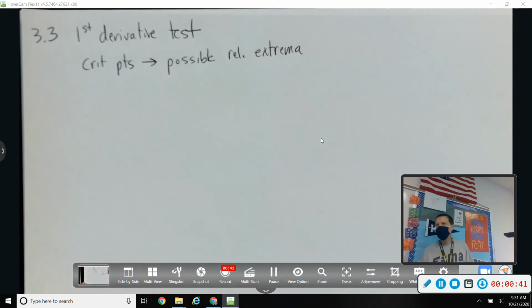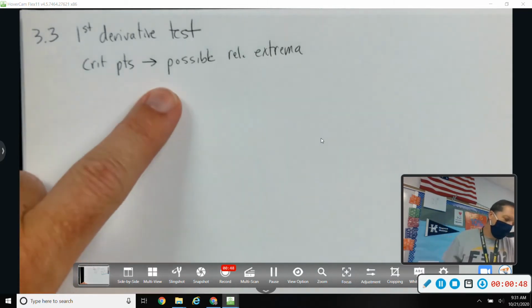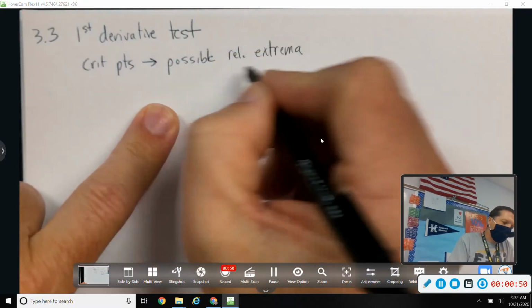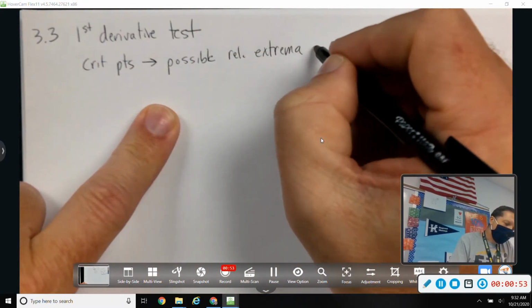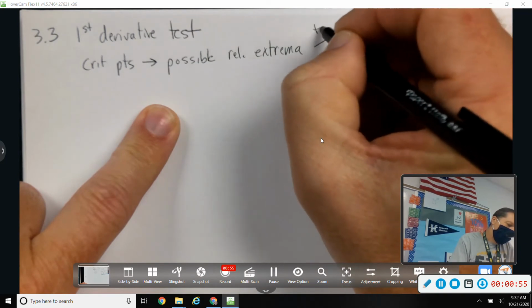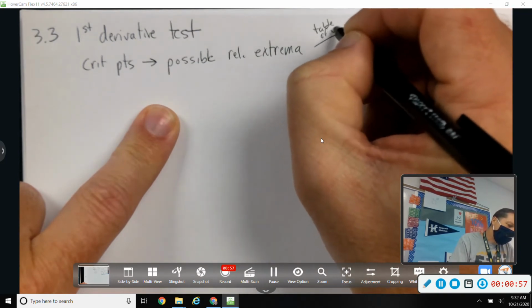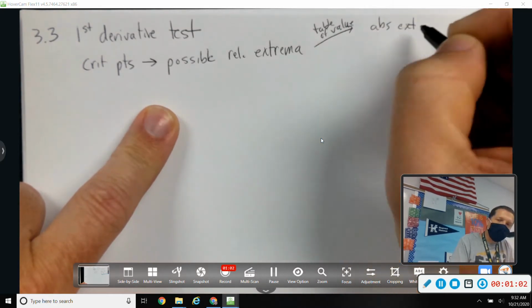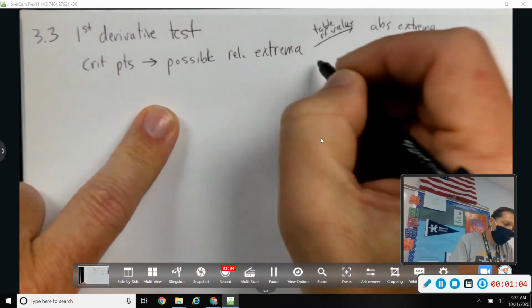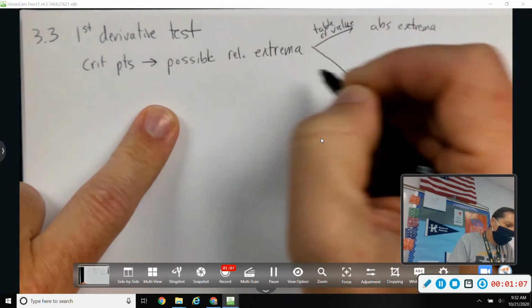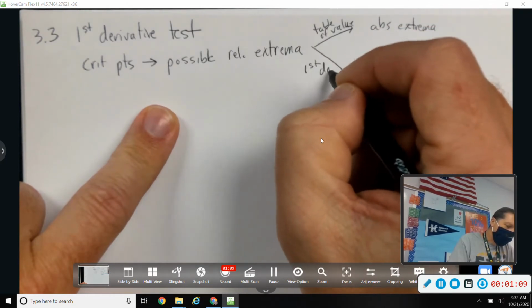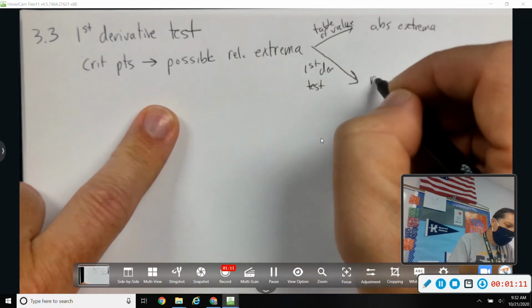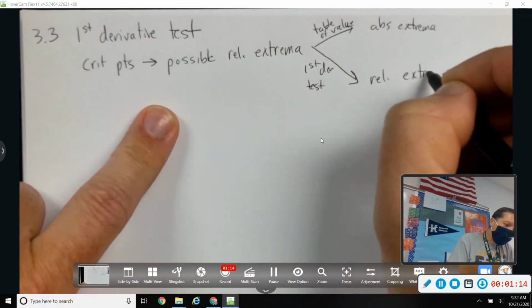Right, and then we made a table of values, and the highest value is the tallest, and the lowest value is the lowest, and that's kind of it. Well, the first derivative test is going to give us a way to figure out more. So a table of values would give us the absolute extrema. The first derivative test, what we're going to learn today, will tell us if we have relative extrema.